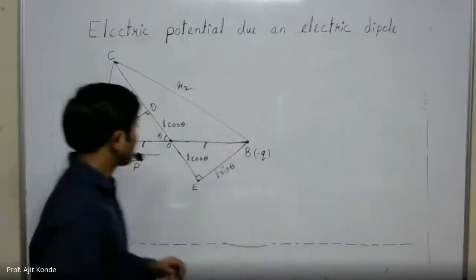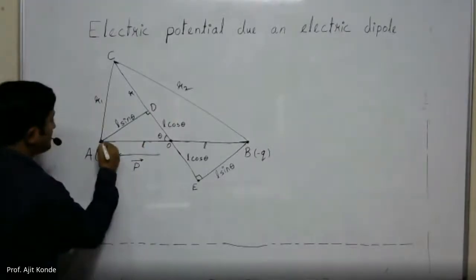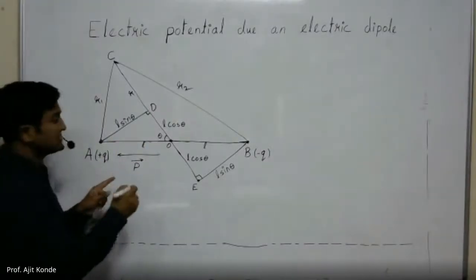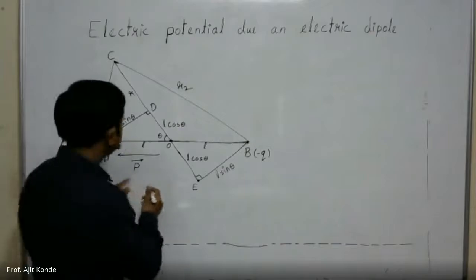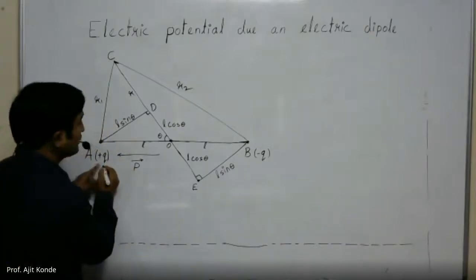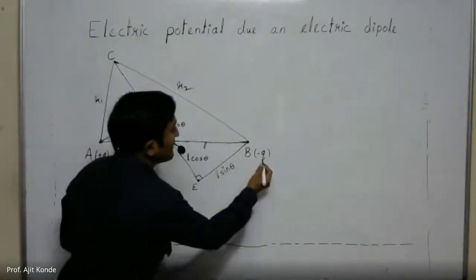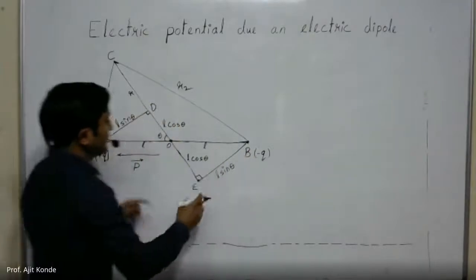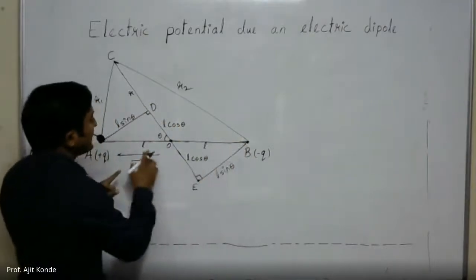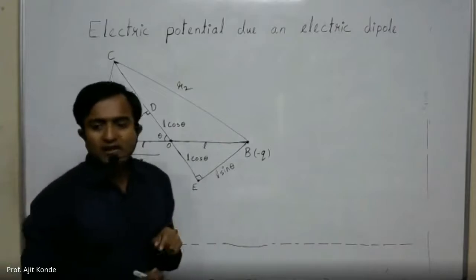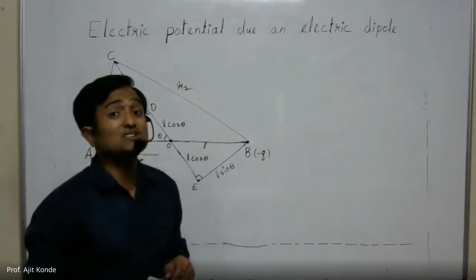So here we have two charges of the same magnitude but opposite sign. One is plus q which is at A. We have minus q at point B. The distance between them is L plus L. What will be L plus L distance? That will be twice of L.